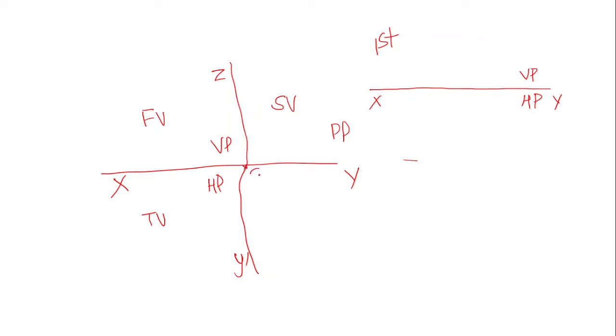Actually this is the origin 0 0 0, and the right side of the ZY dash axis is always represented by the profile plane.